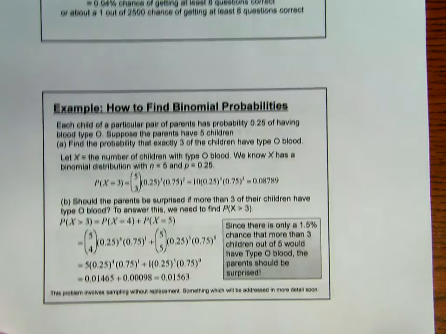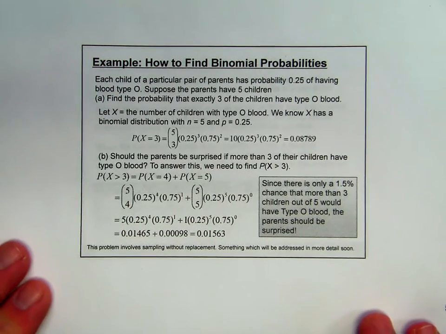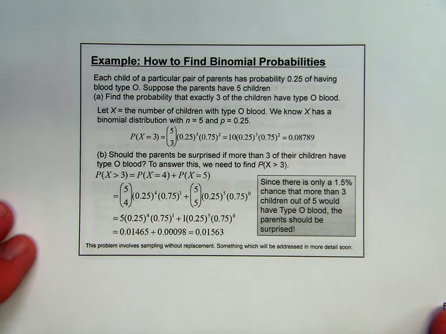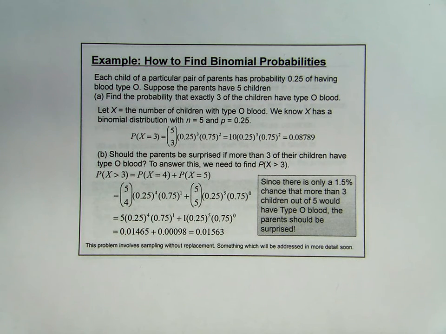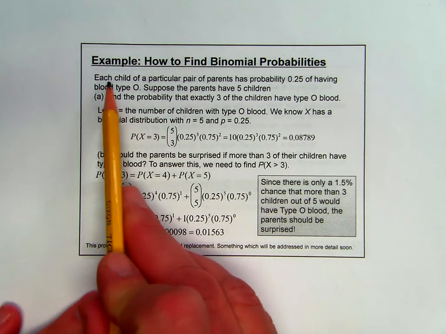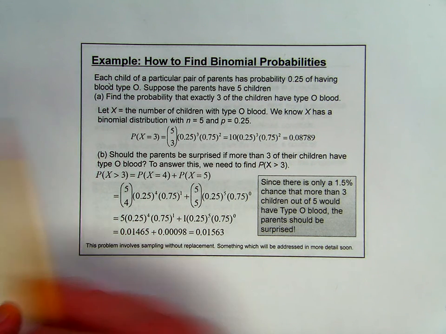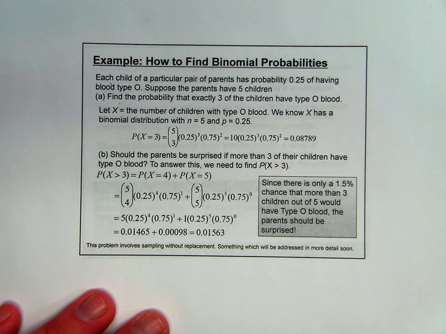All right. As you're aware by now, many of the word problems that we do in this class tend to have a medical setting of some kind. So here's a problem that addresses that idea. Each child of a particular pair of parents has probability of 0.25 of having blood type O. Suppose the parents have 5 children. Part A, find the probability that exactly 3 of the children have type O blood.